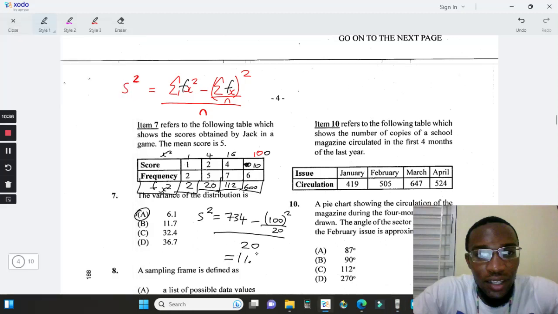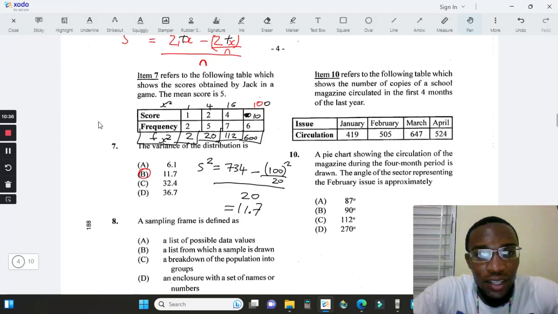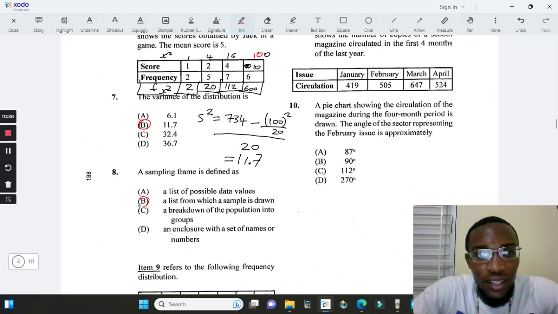And that is not the answer. It just looked like that was the answer, guys. So do not do that. 11.7. Now, what is a sampling frame? A sampling frame is just a list from which a sample is drawn.